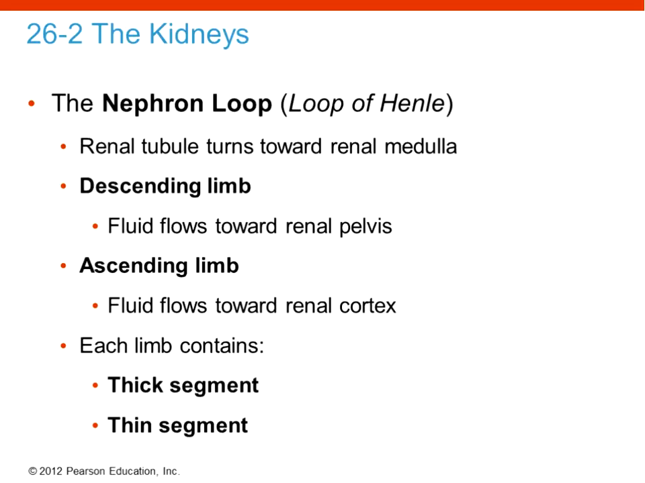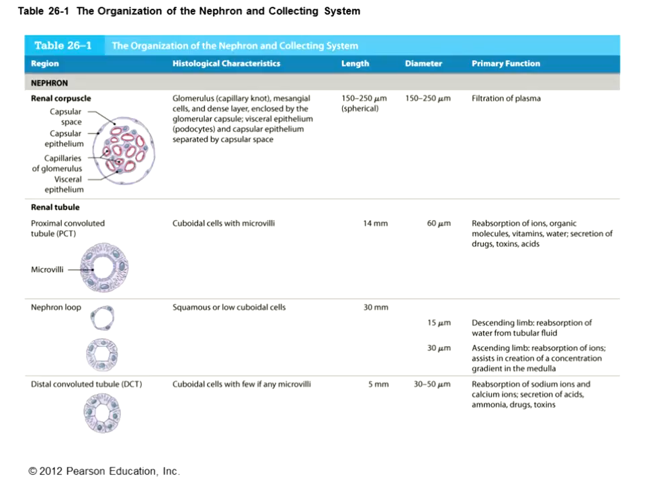So the loop of Henle has a descending and an ascending limb, one thicker and one thinner. This is a nice cross section through each of the components. You can see the renal corpuscle really well here, the glomerular capillaries, and the capsular space that has been produced. And then you have the PCT, the nephron loop, and the DCT. So you look at a nice cross-section of what they look like, the different sizes of the cells, and their characteristics, length, diameter, and function. And so that's really important.